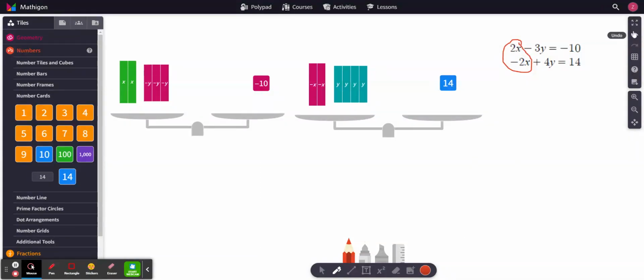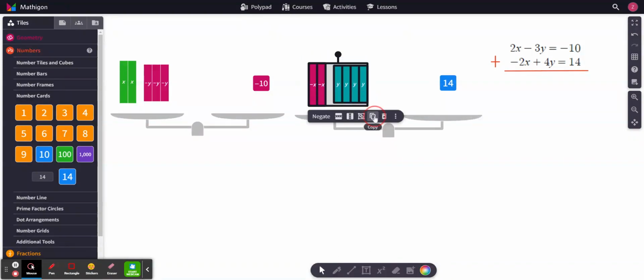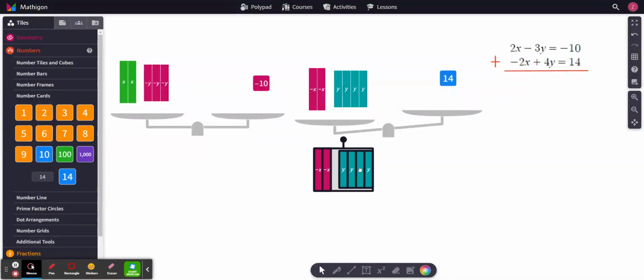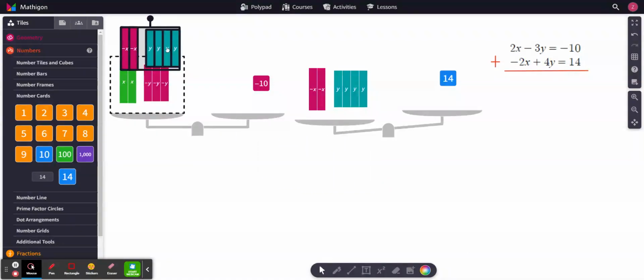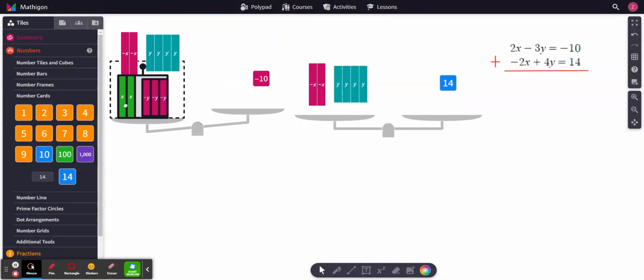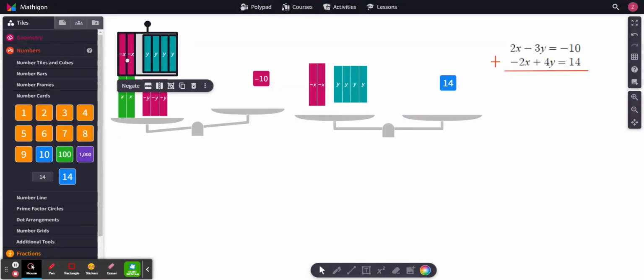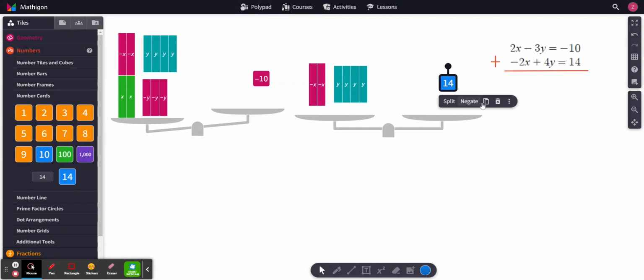So I might draw this to give myself the idea. I'm going to add negative 2x plus 4y to 2x minus 3y. I'm going to take this negative 2x plus 4y and add it to 2x minus 3y. Just going to add those together. But remember, I have to keep the scale balanced, so I have to also add 14 to negative 10.